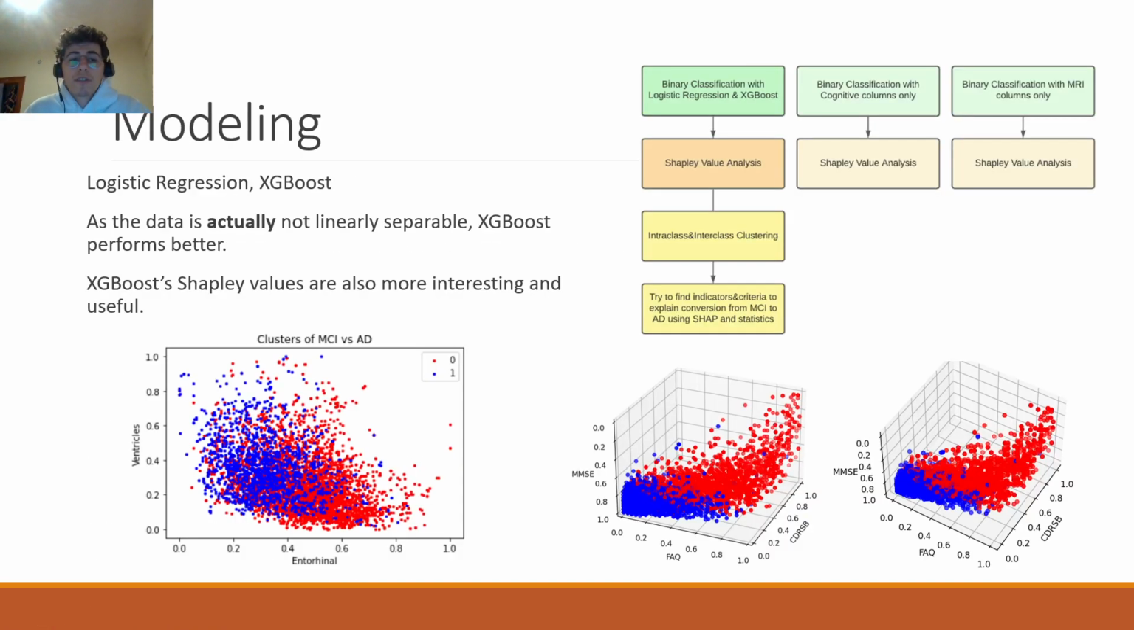I used logistic regression and XGBoost, and compared them. You can see that data seems like linearly separable from the 3D plots, but it's actually not linearly separable, so XGBoost performs better. XGBoost Shapley values are also more interesting and useful than logistic regression models.